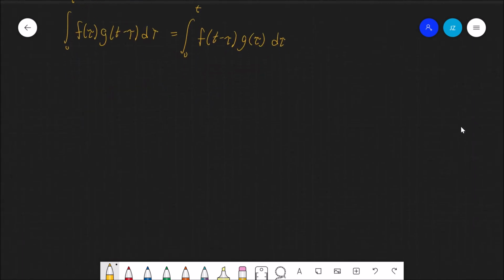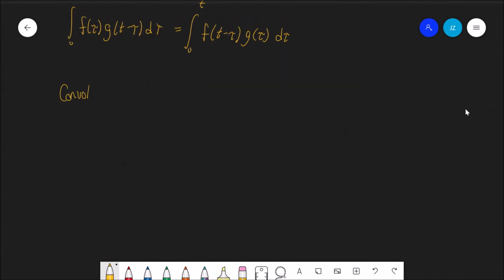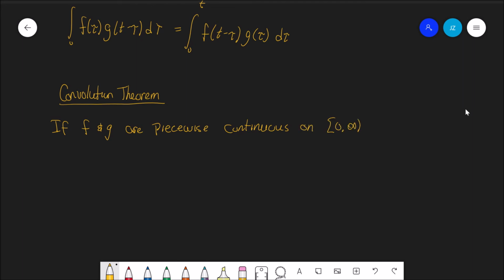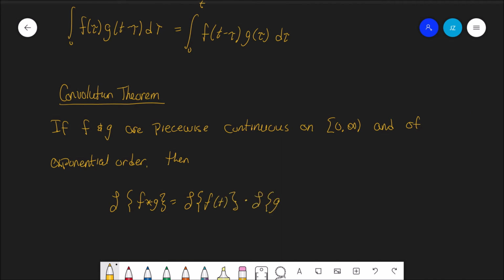We now look at the convolution theorem, which states: if f and g are piecewise continuous on the interval 0 to infinity, and of exponential order, then the Laplace transform of f star g is equal to the Laplace transform of f of t times the Laplace transform of g of t.